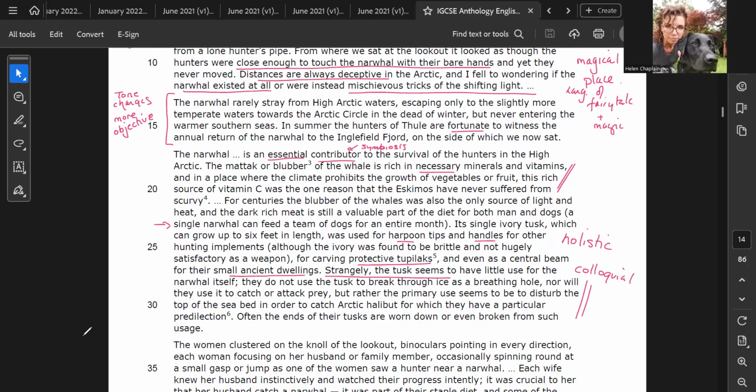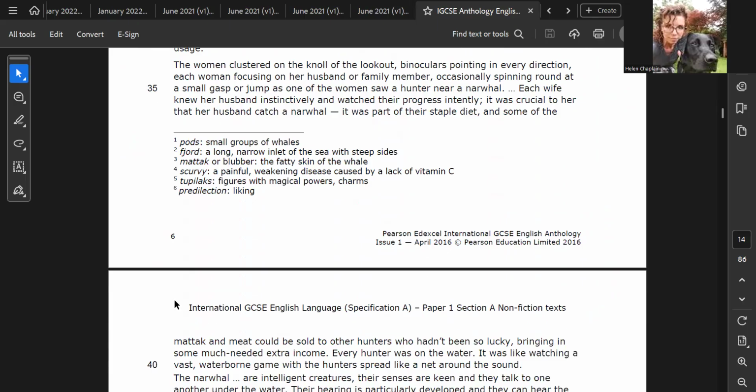Then we move back to the idea of the hunt, and that more tense idea. We have almost distinct male and female groups. The women are on the lookout, the men are in the boats. We've got the longer sentences describing the action of the women spinning round, small gasp, jump, one of the women saw. The idea that they are both individual and also a collective group, that everybody is looking out for everybody else. You know, the closeness of the couples and the importance of what's going on.